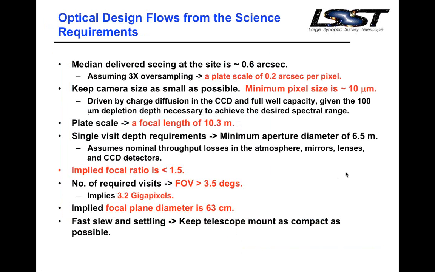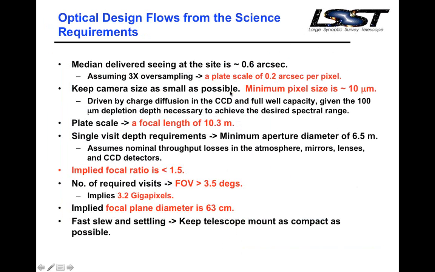So let me make a few comments about the optical design for LSST, which is also somewhat unusual, and this flows directly from the science requirements. So the overall logic is summarized here. The median delivered seeing at the site is 0.6 arc seconds, as I mentioned earlier, and with the usual sort of 3 times oversampling, that would give you a plate scale of about 0.2 arc seconds per pixel.